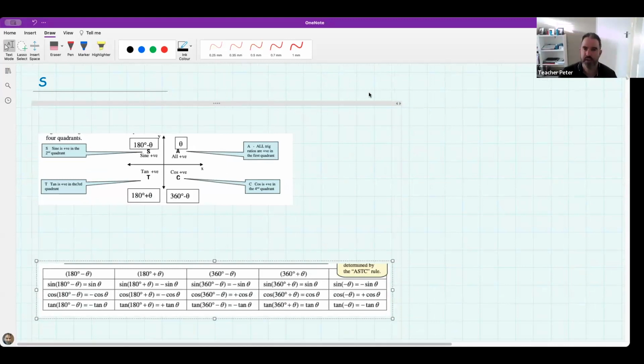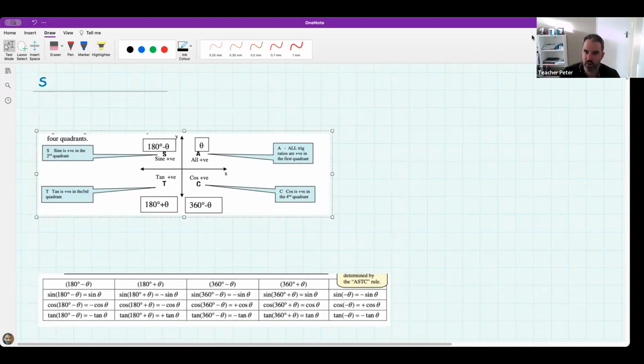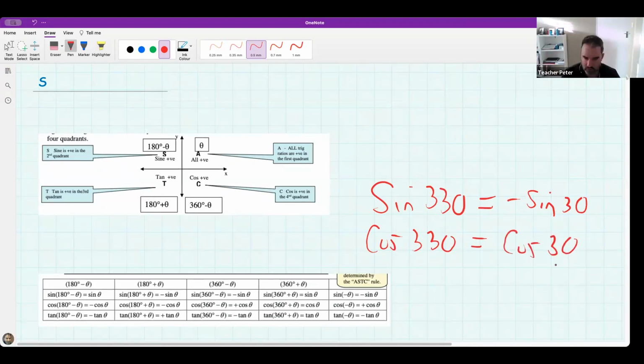Awesome. Okay. So over the last while, we've been talking about reducing trig ratios or trig angles using the reduction formula. An example of that would be something like the sine of 330 is the same as minus sine 30, but the cos of 330 is the same as positive cos 30. And that's got to do with the quadrants and the fact that we can actually deduce some rules.